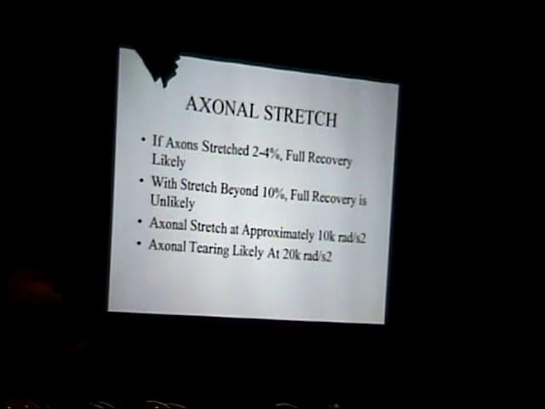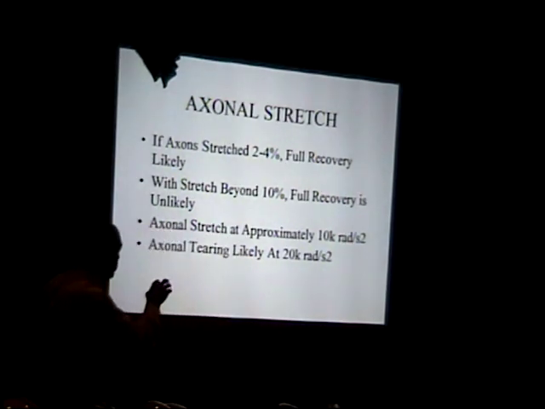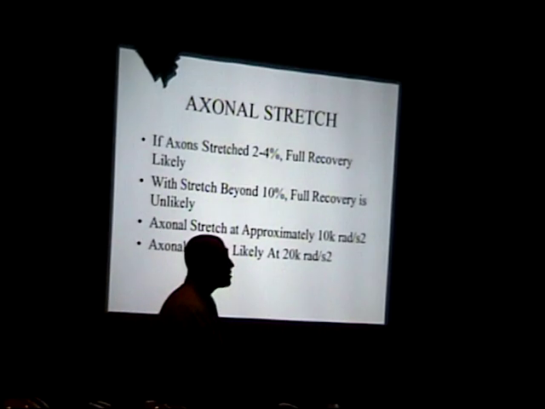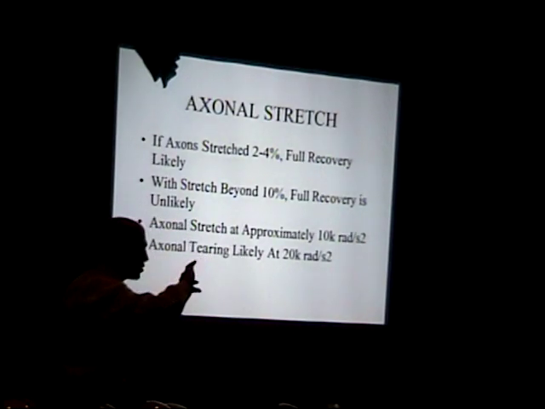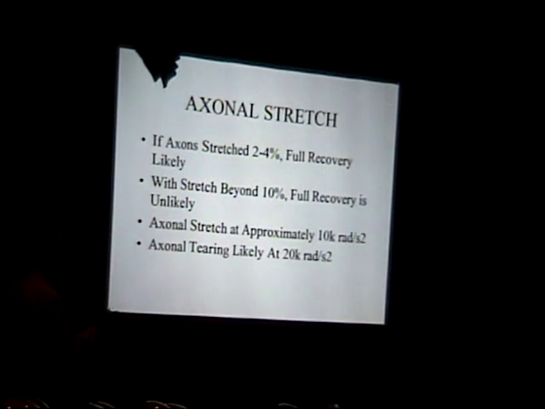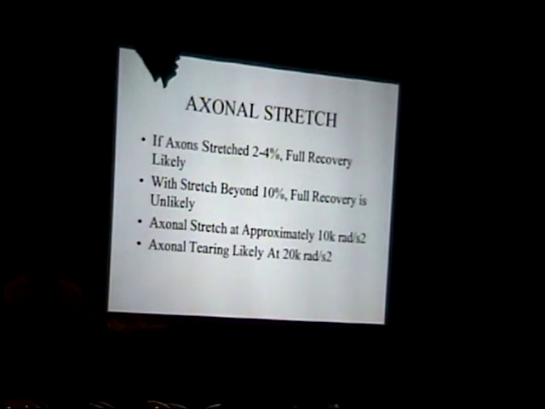If you have axonal stretch, you will have it at approximately 10,000 radians squared. Let me say it again, 10,000 radians squared, yes? Okay, a radian is 57.3 degrees. It's a circular measurement. Essentially, if I jack you up to a certain extent, you'll stretch. If I really jack you with double that, you're going to tear.